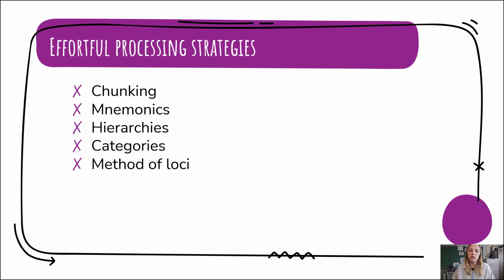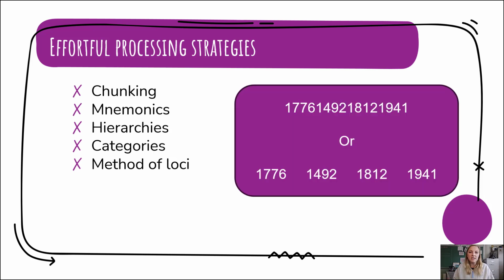Chunking is a strategy used in cognitive psychology to improve our memory, where large amounts of information are broken down into smaller, manageable chunks. Remember, there's a magic number of 7 plus or minus 2 items that our short-term memory can hold at once. So chunking is a great way to make the number of items smaller that we need to remember. Here's an example.